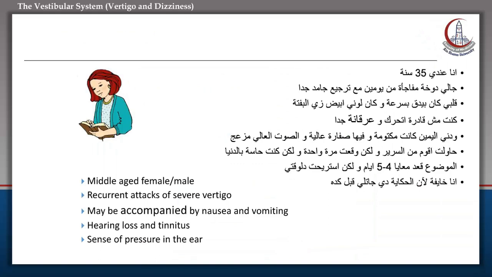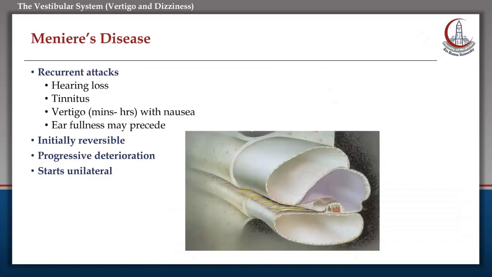So all these symptoms together can be translated into scientific terms. This complex of symptoms will lead us to a certain diagnosis, which we call endolymphatic hydrops, or Meniere's-like disease, or Meniere's disease. This disease is one of the prime disorders of the vestibular system, and it is usually characterized by recurrent attacks of a tetrad of 4 symptoms: hearing loss, tinnitus, vertigo, and a sense of ear fullness. And this is what the patient told us.